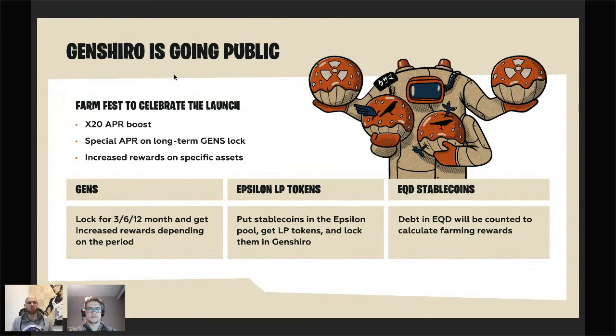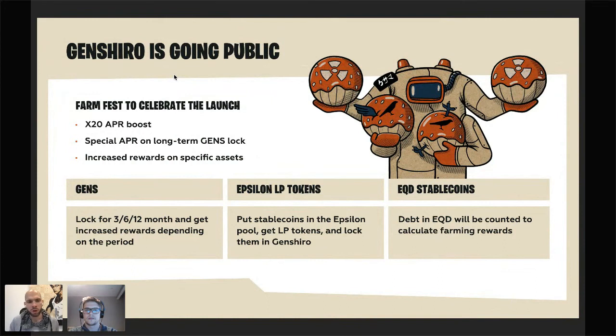So another exciting thing is that we are going to launch Genshiro into production and make it available for the general audience. It's coming very, very soon. And to celebrate this launch, we decided to introduce the farm fest, which will last for 1 week. The exact dates will be announced really soon. The idea is that within this period, we want to support newcomers to our platform. There will be a significant APR boost within our liquidity farming program. It will actually introduce special APR on long-term Genshiro tokens lock. And also there will be certain increased rewards on specific assets.